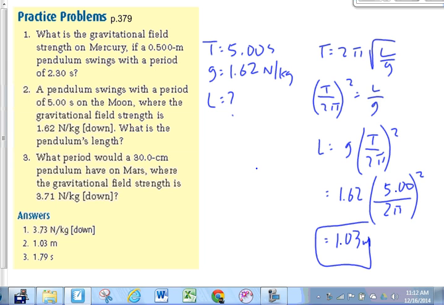Where you have to find the length of the swinging ship. So basically, it's this question, right? Except the gravitational field strength would be not 1.62, but rather 9.81.